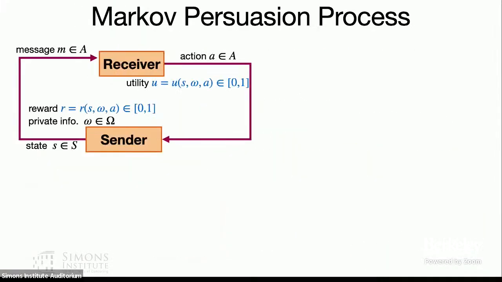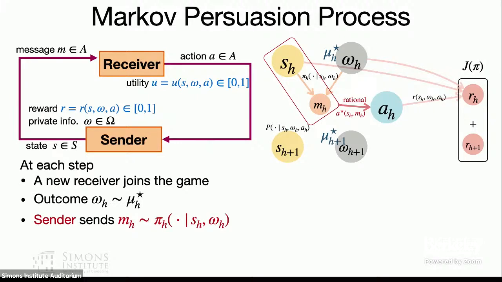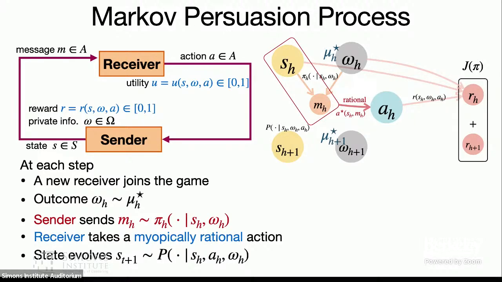The mathematical model is here. We consider a few variables. This S is called the state, which is affected by the action. And there's also an outcome, omega, sampled from the prior distribution. At each step, the receiver and the sender both observe the current state of the system, and the sender observes the exact value of the outcome, but the receiver only knows the prior distribution. Then the sender sends a signal, the receiver takes an action, and the state evolves into a new state according to a Markov transition kernel. But this omega, this outcome, is not affected by the action.